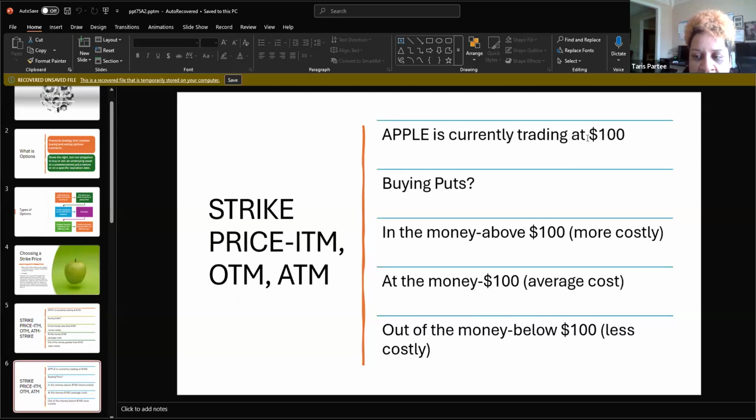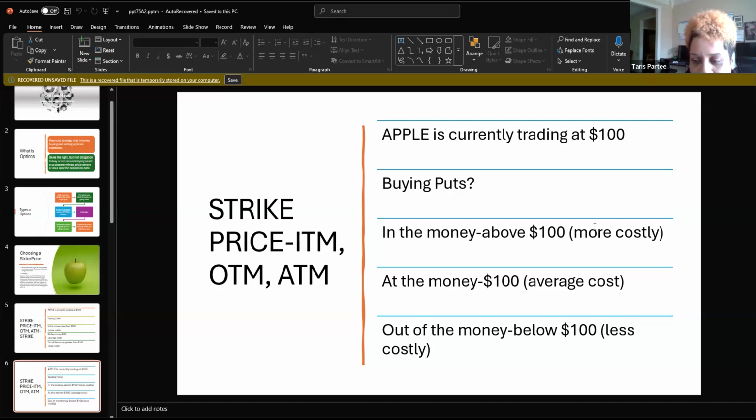So Apple is currently trading at $100. I'm looking to buy puts now. So when I'm buying in the money puts, I'm going to be above 100. This is what I was talking about. When you're buying puts, the in the money is going to be above the $100 trading price. At the money is going to be $100. And notice I have more costly, average cost, less costly. Out of the money is going to be below 100. Okay, so when you get to your options chain, you'll understand it a little bit better. I'll show it to you when we go to the options chain.